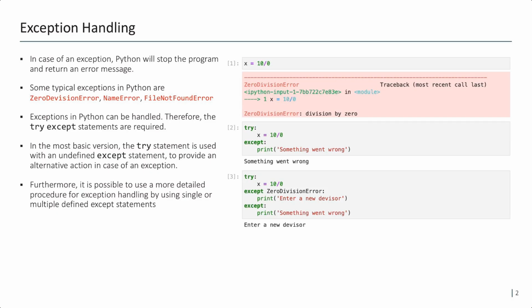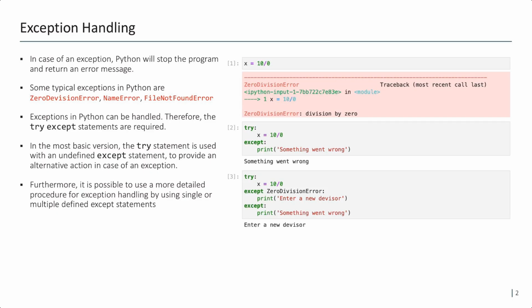A list of built-in exceptions is given at the end of this presentation. In the input cell number 1 to the right of this slide, an example of a zero division error is given. In Python, exceptions can be handled. Therefore, the try and except statements are required.